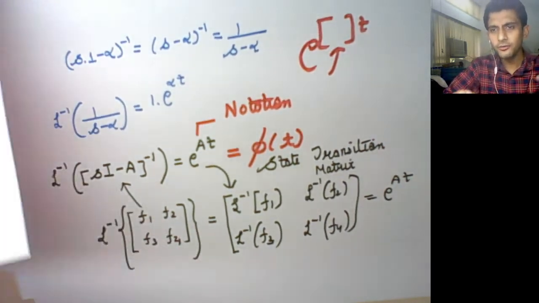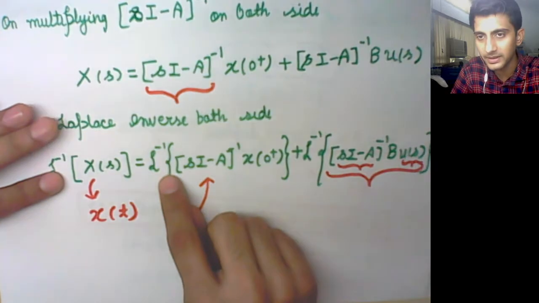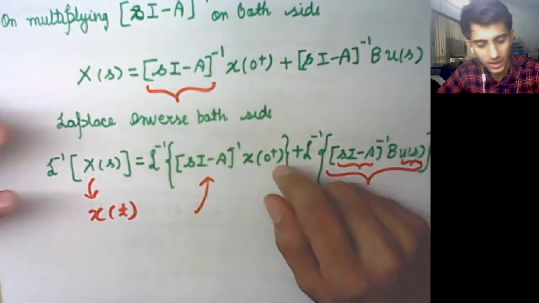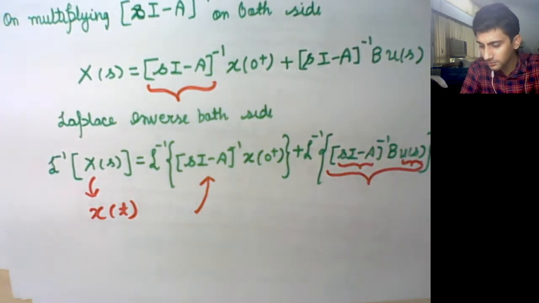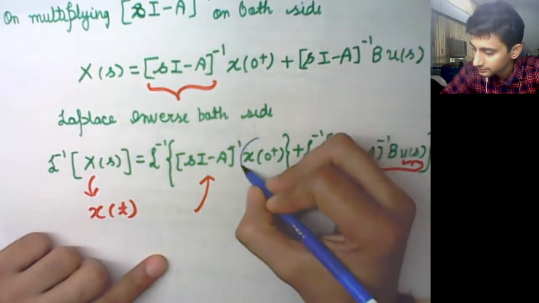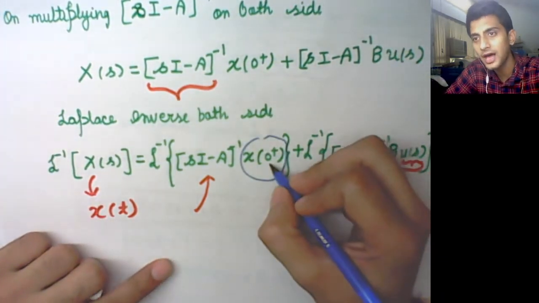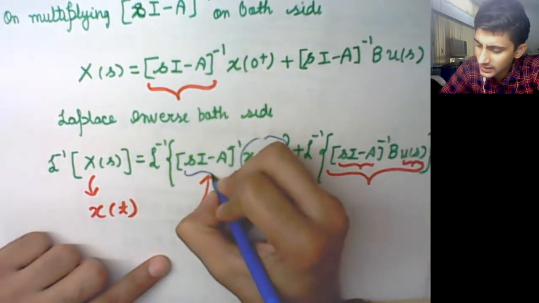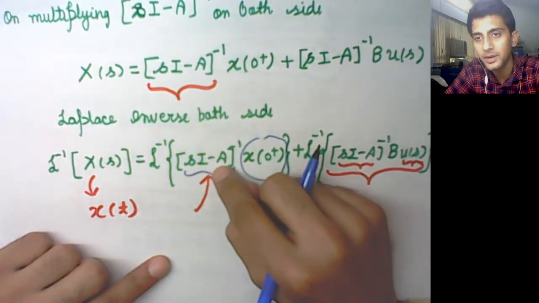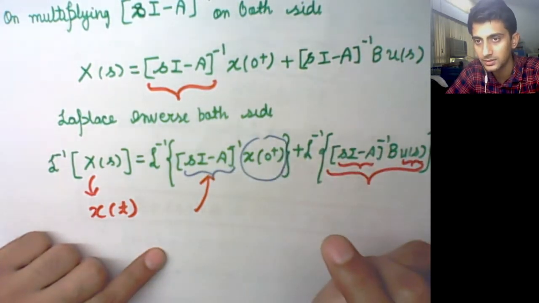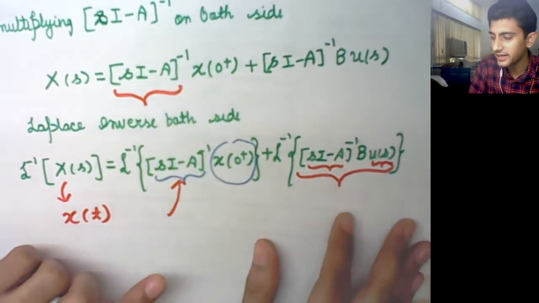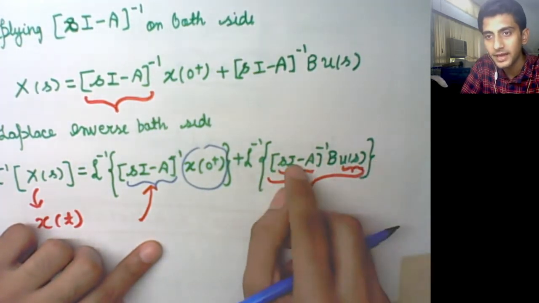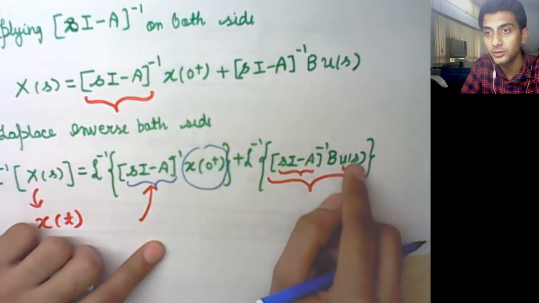So half of the problem will be solved. If we take the Laplace inverse of (sI minus A) inverse into x0 plus, you know that x0 plus is a constant, so it will not have any effect on taking the Laplace inverse. But this has been told to you, how to take the Laplace inverse of (sI minus A) inverse. Now, the second part: how to take the Laplace inverse of (sI minus A) inverse into B into U(s).